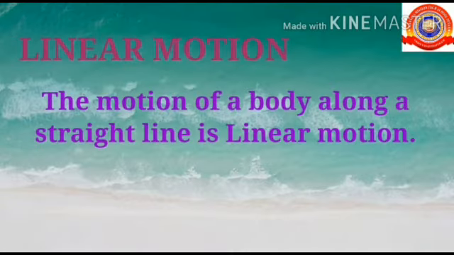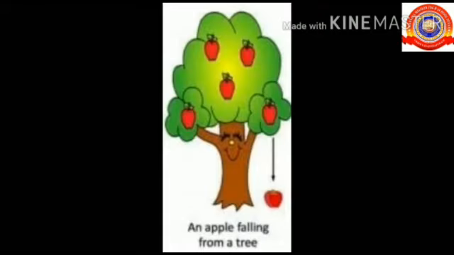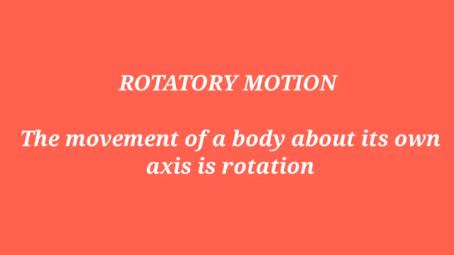Next one is the linear motion. The motion of a body along a straight line is called linear motion. Lift going up and down. Lifting water from the well. An apple falling down, etc. are the examples of linear motion.